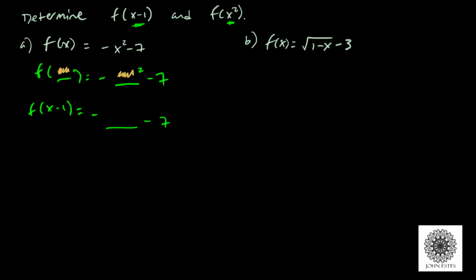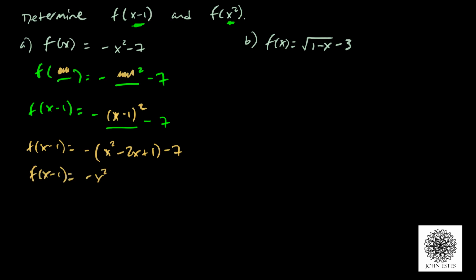So that's going to give me negative x minus 1 squared minus 7. Okay, so then if you want to clean that up a little bit, that's going to be negative, what's x minus 1 quantity squared? So that's x squared minus 2x plus 1, minus 7. So then f of x minus 1 is actually negative x squared plus 2x, and then you have a minus 1 minus 7, that's a minus 8. Okay, so there's f of x minus 1. That's what that looks like.